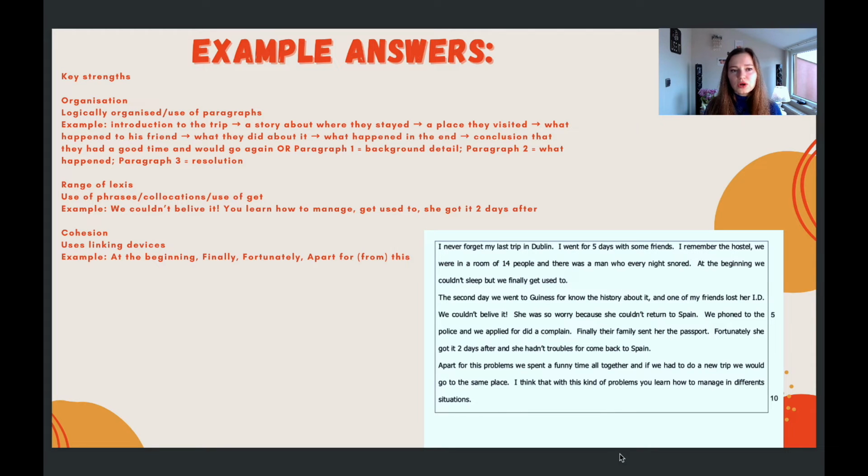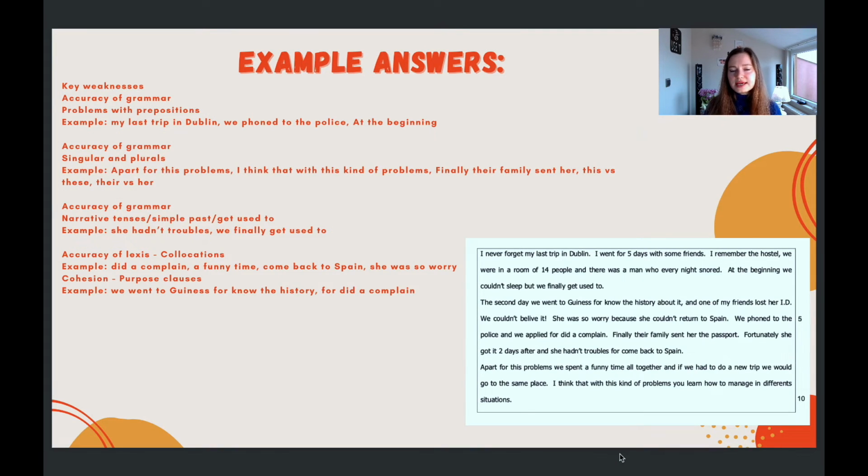So you can see that all those were written in this text. We can see that the learner demonstrated good cohesion in the text. And now if we have a look at the key weaknesses, we can see that there are some issues with accuracy of grammar, as we mentioned previously.